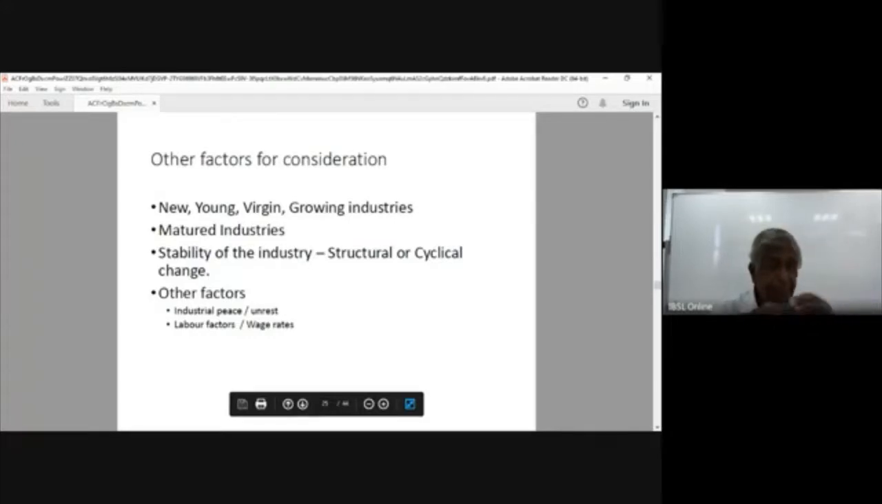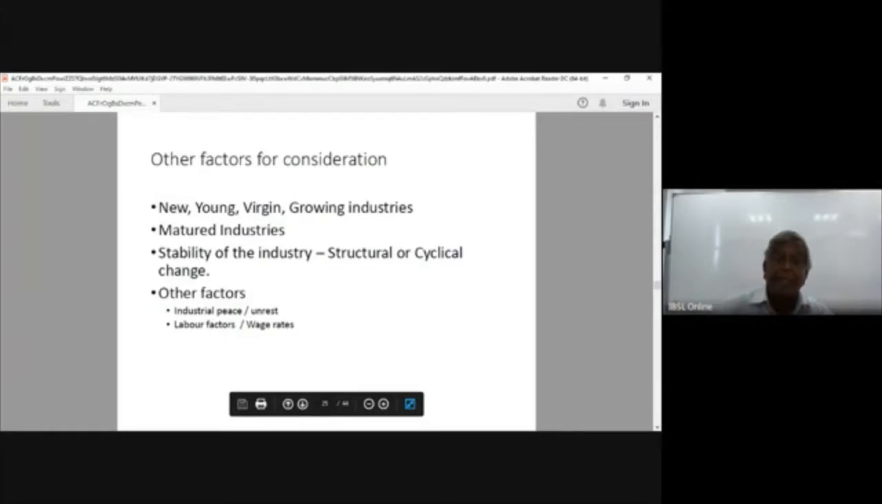Sometime back, mobile phone repairing, that industry, they were making money. And sometime back, computers, assembling and selling, that industry made money. Similarly, new industries are coming up, and those industries are expanding. So you must see whether your customer operates in a new, young, virgin, growing industry. The market share will increase, so your customer can make more income and more profit.